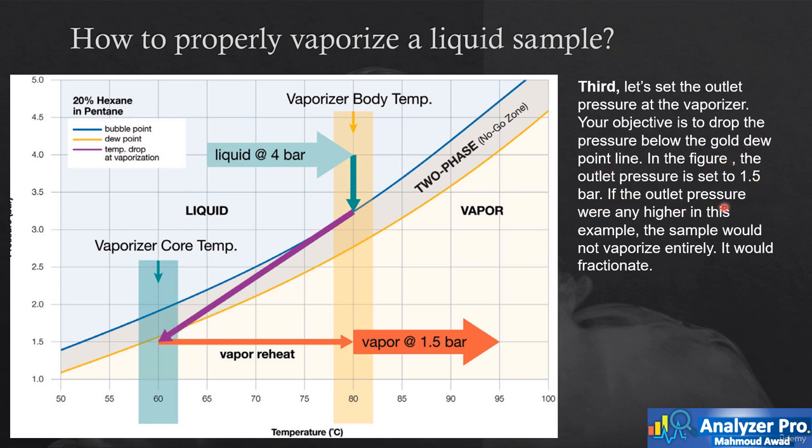If the outlet pressure were any higher in this example, the sample would not vaporize entirely. It would fractionate.